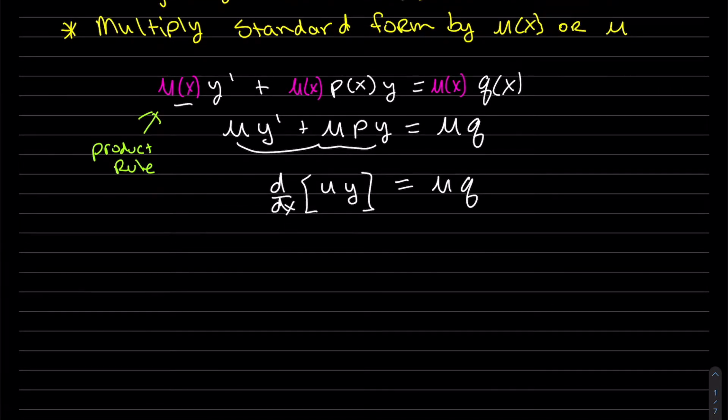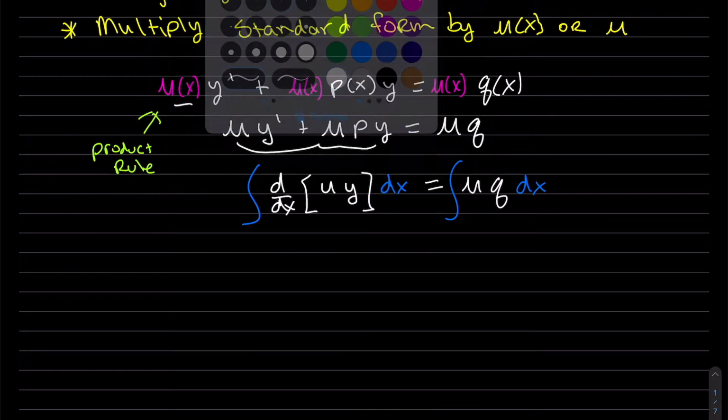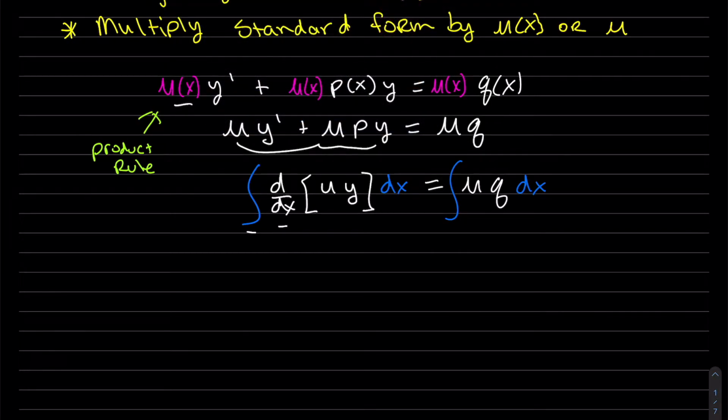Now that we've written this as a derivative and we want to be able to solve for y, because y is my solution of my DE, I can just integrate both sides, and it'll have to be in terms of x. So take the integral dx on both sides. On the left side, the integral and the derivative, they do cancel each other out.